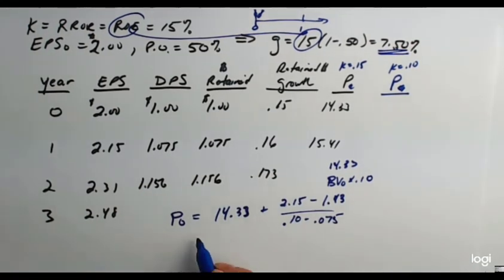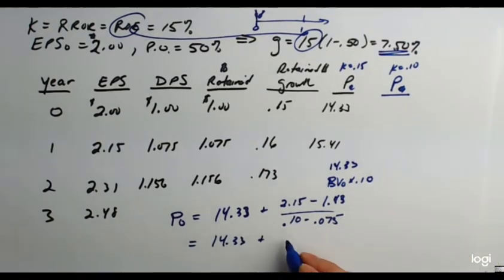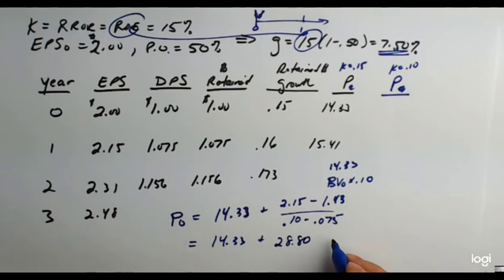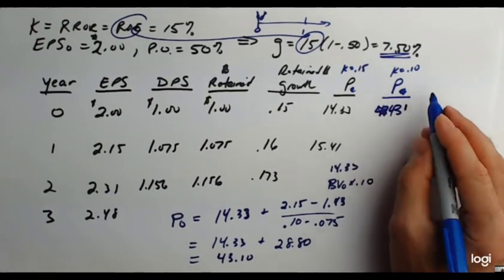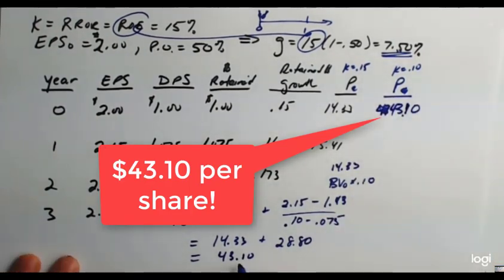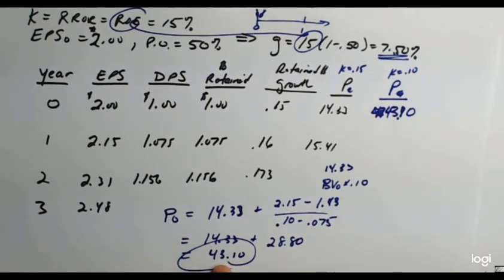Now, let's estimate this. It's going to be 14.33 plus, so this equals 28.80, and in total is 43.10. And what we're saying here is that the residual income component, the present value of residual income going way out into infinity, is $28.80. It's basically 2/3 of the value of this stock. 2/3 of it is tied up in this residual income.